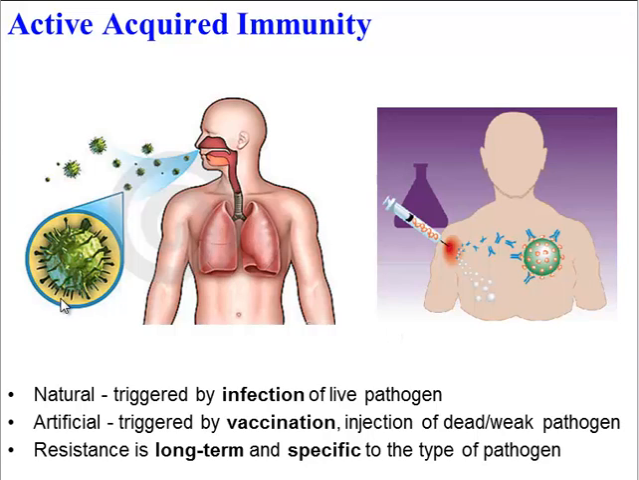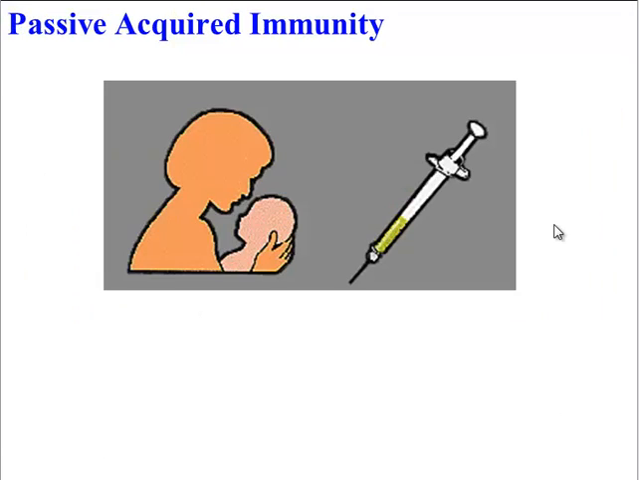So note that if you're infected, let's say, for example, by chickenpox, you'll get immunity to chickenpox, but that's not necessarily going to give you immunity to the cold or the flu. Similarly, if you get a vaccination to measles, that's not going to give you immunity to a different disease. It's only going to give you immunity to that specific pathogen. Then there is passive acquired immunity. This is where your body doesn't have to do much work.